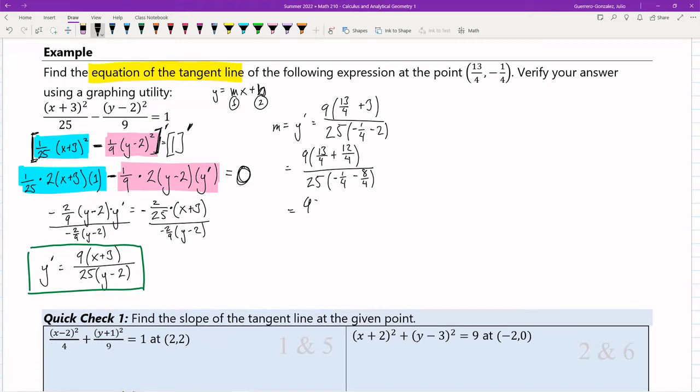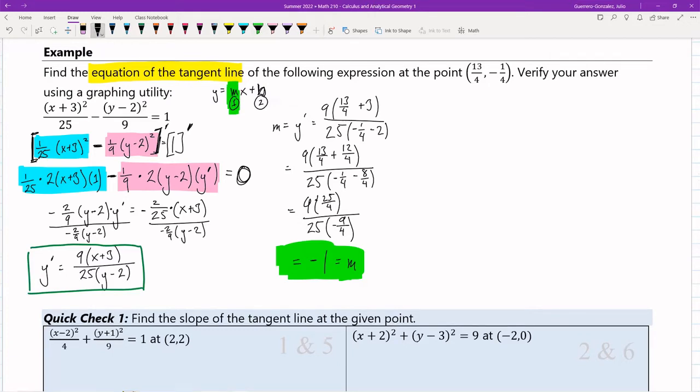Nine times 25 over 4, 25 times negative 9 over 4. And if you do this right, you should get negative 1. So what we just did was find m. So now it should be a little easier to go ahead and do the next part, right? Since we found m, we found part 1, we can now find b.